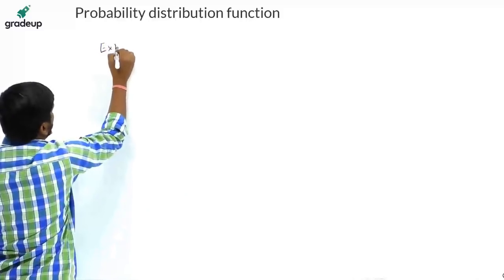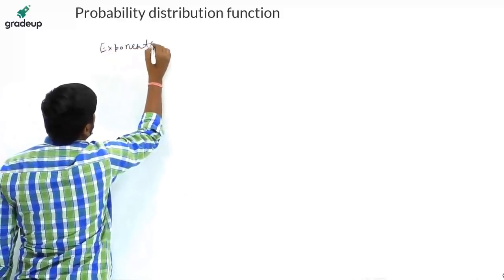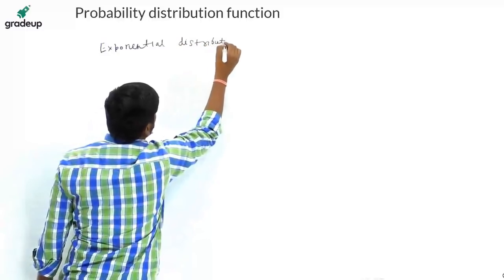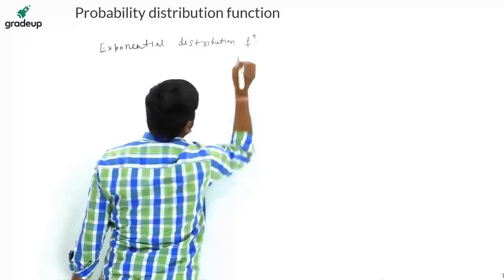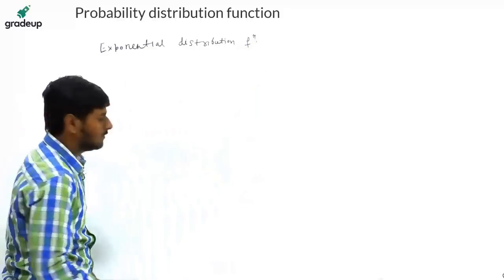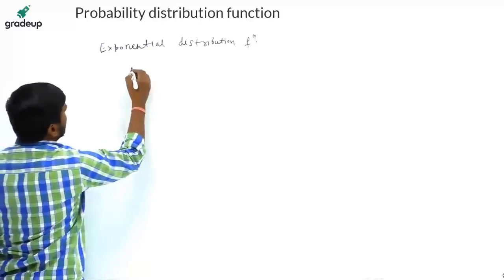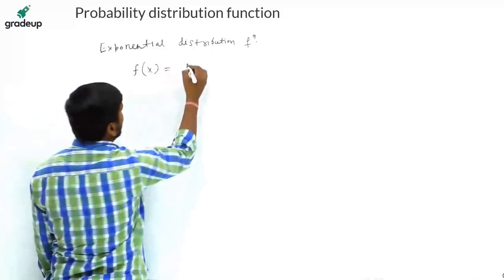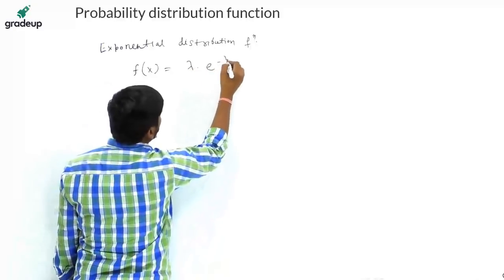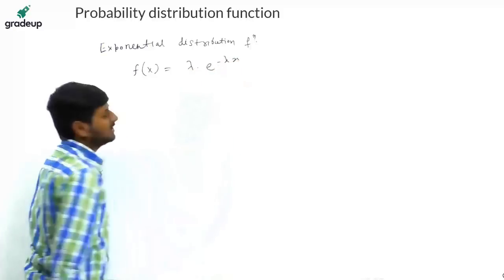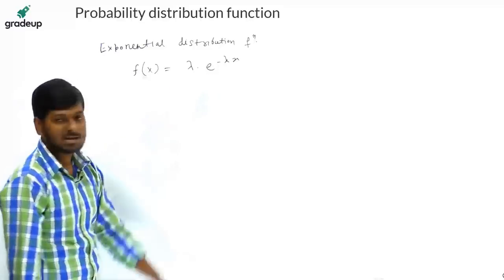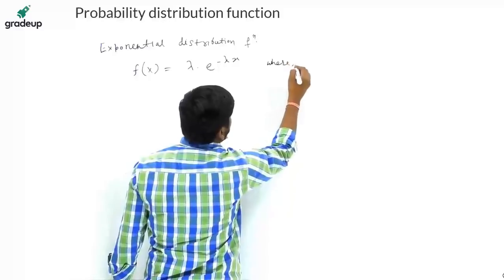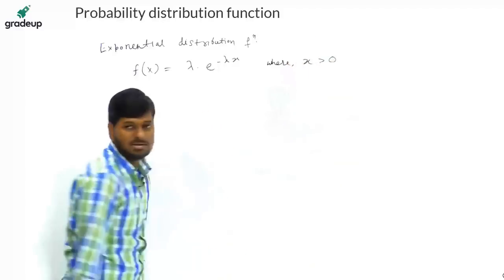Let's come to the next distribution function, that is the exponential distribution function. What is the exponential distribution function? Directly I am writing first what the function is. f(x) is equal to lambda into e to the power minus lambda x. This is the probability distribution function of the exponential distribution, where x is greater than 0.